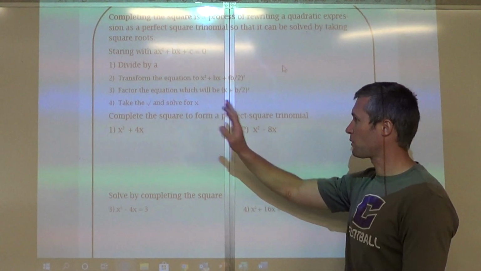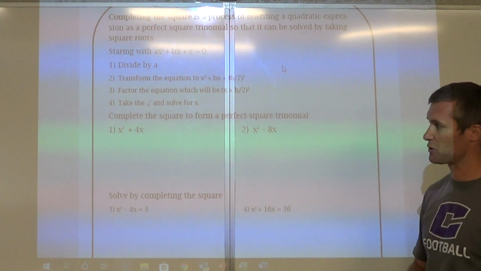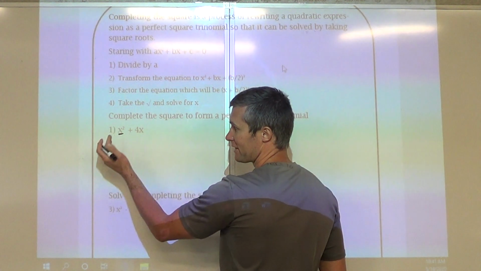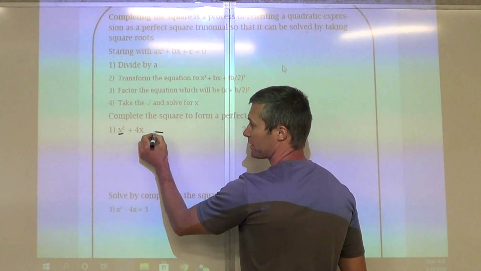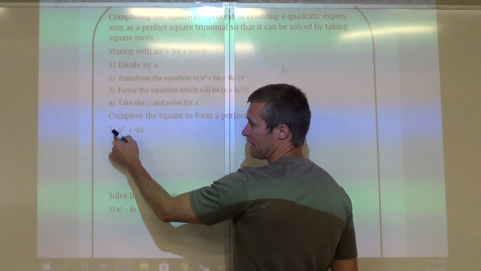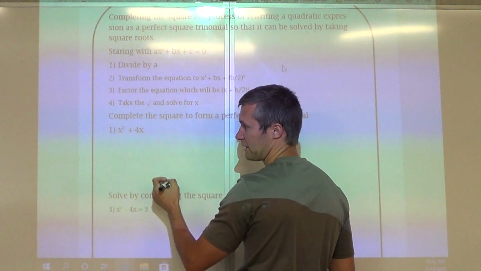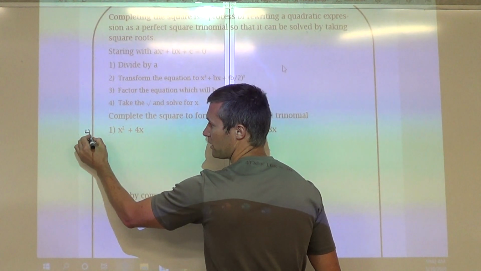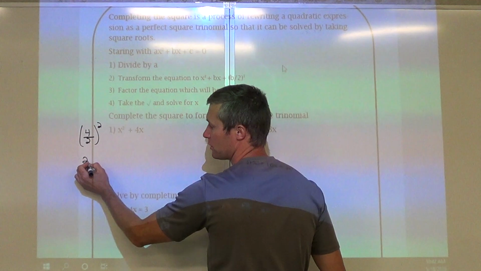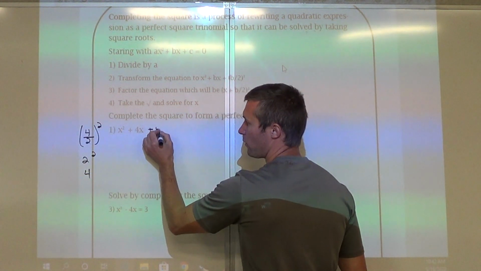So it says complete the square to form a perfect square trinomial. So all we want to do is get a perfect square trinomial, which if you remember, we need a perfect square here. That's x times x. And now we need a perfect square here. So in order to do that, we need to make sure this first number is 1, so we're good. Then we're going to take the middle number, 4, divided by 2, and then square it. So 4 divided by 2 is 2. 2 squared is 4. So we're going to add 4 here.